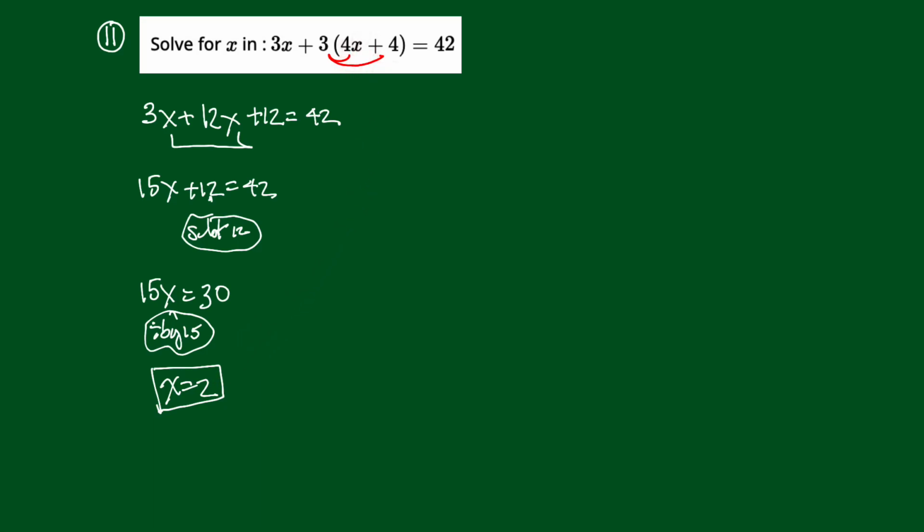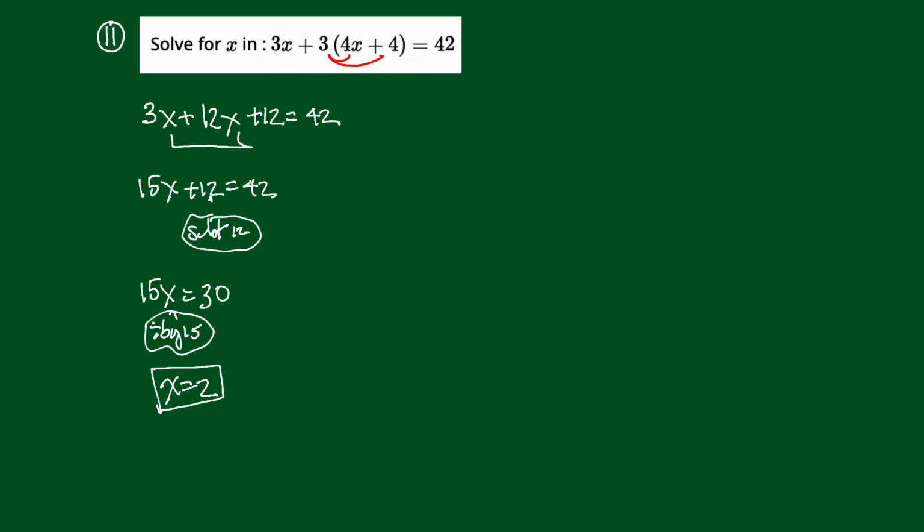In parentheses first, right? 4 times 2 is 8. 8 plus 4 is 12. 12 times 3 is 36. All right, so just keep that 36 in your head. 3 times 2 is 6. So 6 and 36, sure enough, is 42.